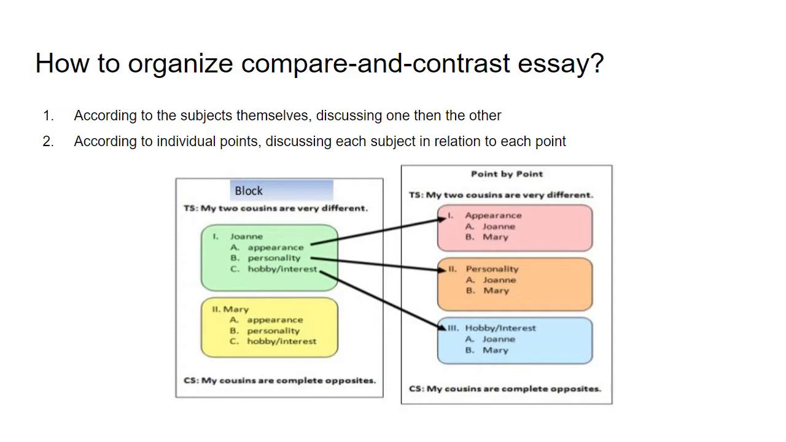Or you can do it point by point. Maksudnya you buat compare and contrast. My two cousins are very different. You cakap pasal appearance dulu, and then you go to personality, and then you go to hobby and interest. So you can use whatever works best for you, tapi it depends on your thesis statement. Remember, when you write a compare and contrast essay, how you arrange your thesis statement, your topic sentence, your points, it all depends on your thesis statement. We will look at this later. I'll give you some examples.